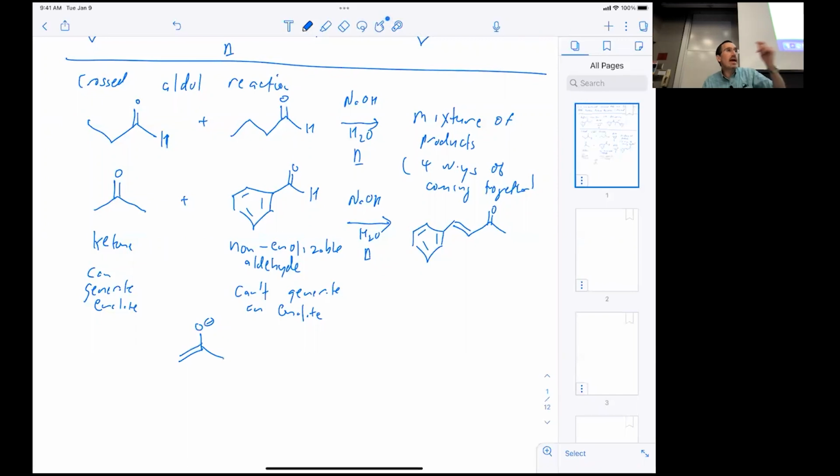Remember, the pKa of water is 15.7. We'll just call that 16. The pKa of acetone is about 20. So the equilibrium between hydroxide anion and acetone lies way to the left, but you generate a small concentration of acetone enolate, about 1 part in 10 to the 4.